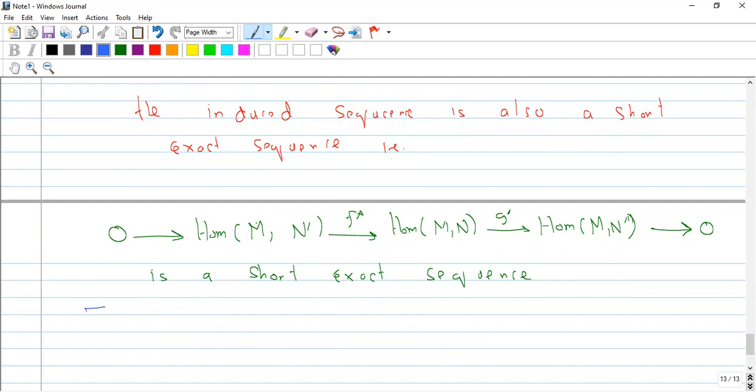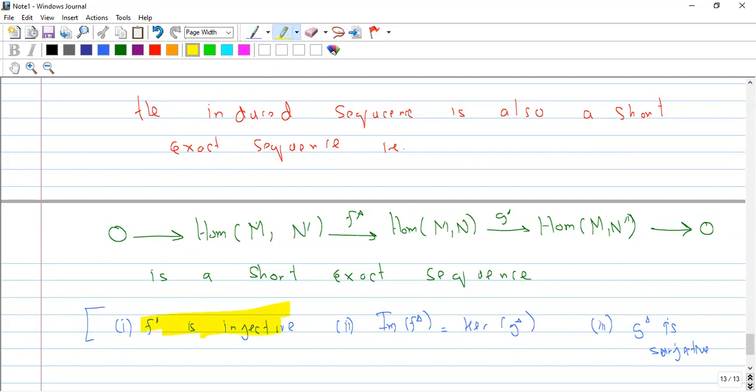That this f star is injective, image of f star is equal to kernel of g star, and number 3 condition that g star is surjective. Now actually the first two conditions always hold, because of a theorem we have not proved, but this holds whenever we apply Hom on a short exact sequence. But this condition that g star is surjective holds when M is a projective module.